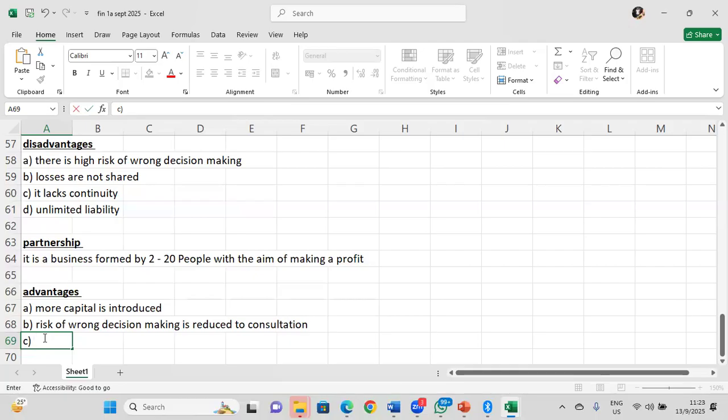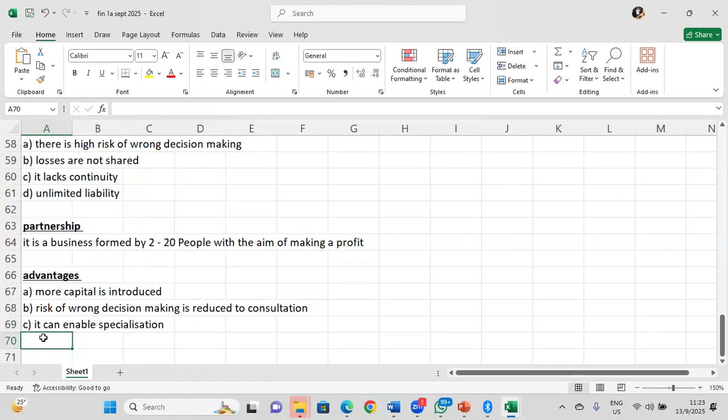Then let's move on. Another advantage of operating as partners is that it can enable specialization. Specialization is where one is now able to concentrate on the area that they are able to do best, the area that they are qualified at. If you are running the business alone, you can't be a specialist in such an environment. But if we are operating with 2 to 20 people, we can now specialize.